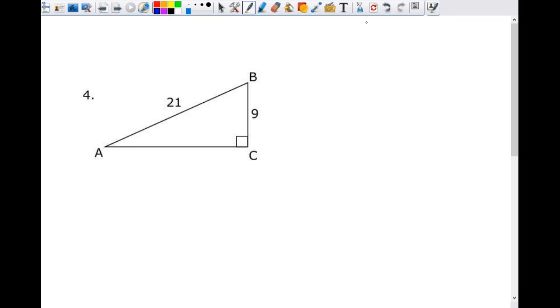Now in order to find B, we're going to find A and B. I'm going to start here at X. Same step as before. We have an opposite and a hypotenuse. What's opposite over hypotenuse? Sine of X is equal to 9 over hypotenuse 21. X is equal to inverse sine of 9 over 21.